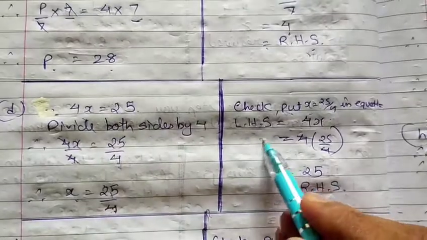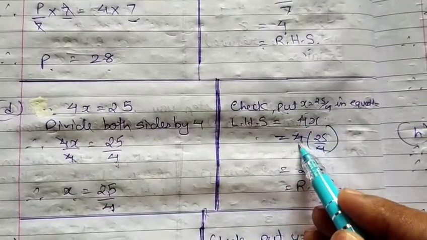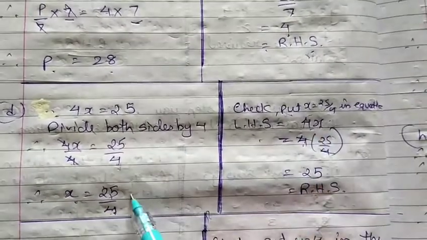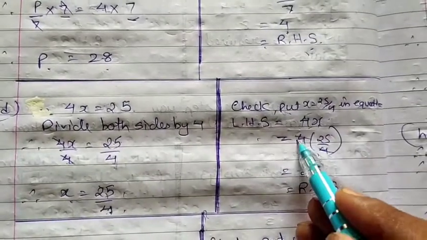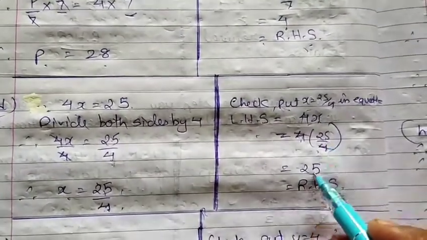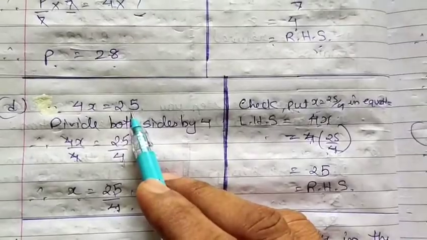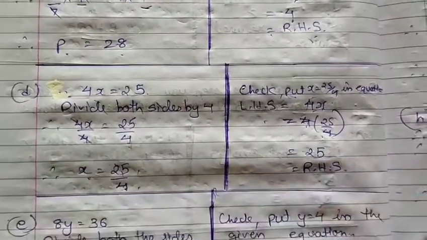Now LHS equals to 4x. Now 4 as it is, in place of x you have to write 25 by 4. 4 and 4 got cancelled. So here only 25 is left. See in the question whether 25 is there. Yes, it is there. So equals to RHS.